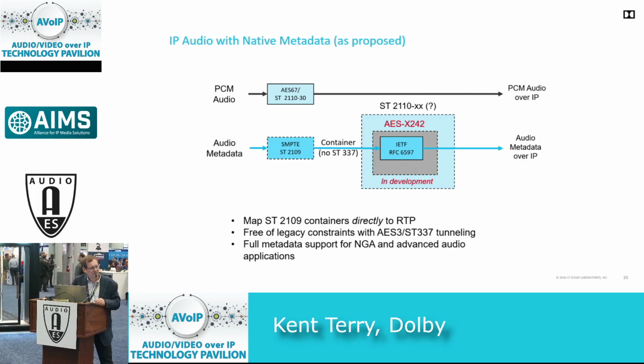So we came up with this idea. Said, wait, let's skip the embedding in AES3 and 337. Let's just put it straight into IP packets. And so the initial idea, as proposed, going back a couple of years, is we said, take what's in this 21i container, which, as I mentioned before, is an open container for putting metadata in. It doesn't define the metadata, it's just a container. And there happened to be an existing RFC for mapping this into IP RTP transport.